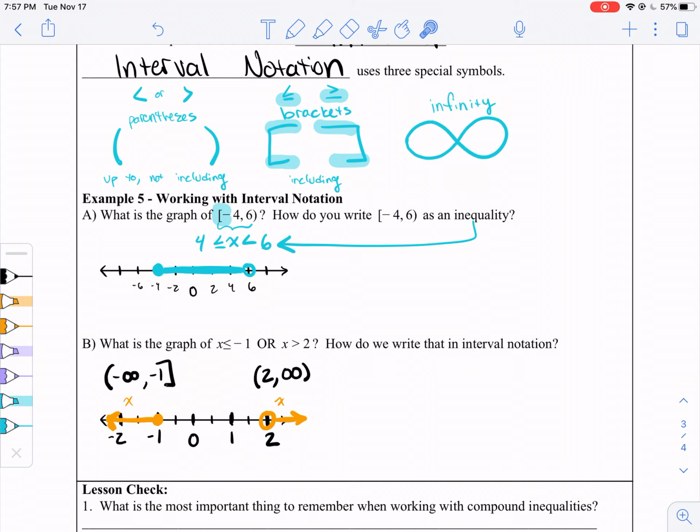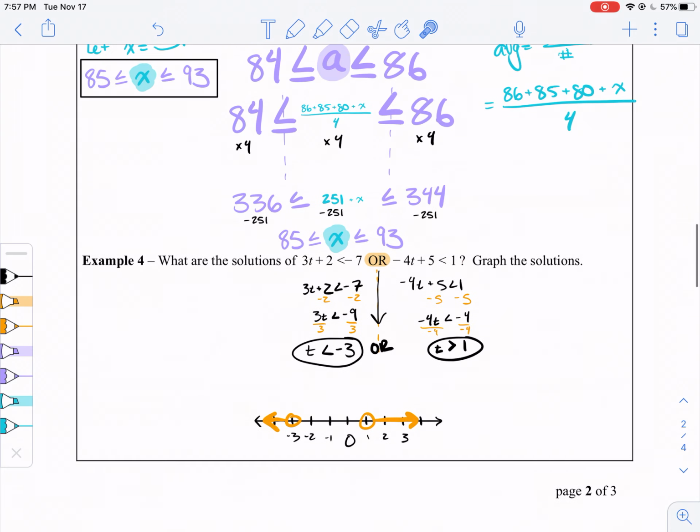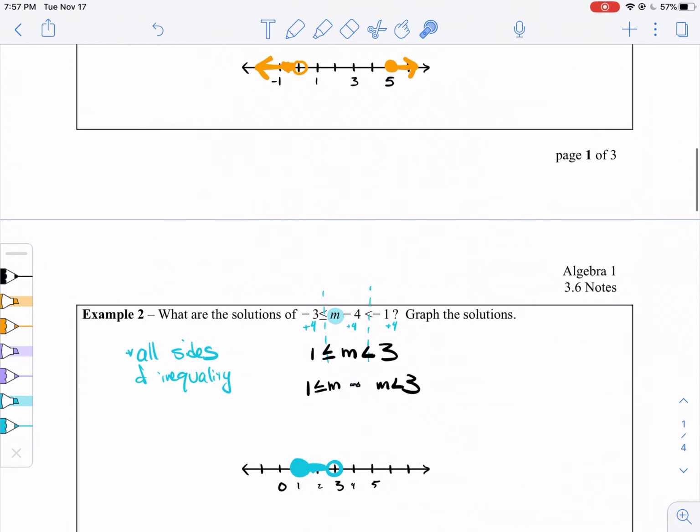Anyway, parentheses is up to but not including. Or is split and and is together.